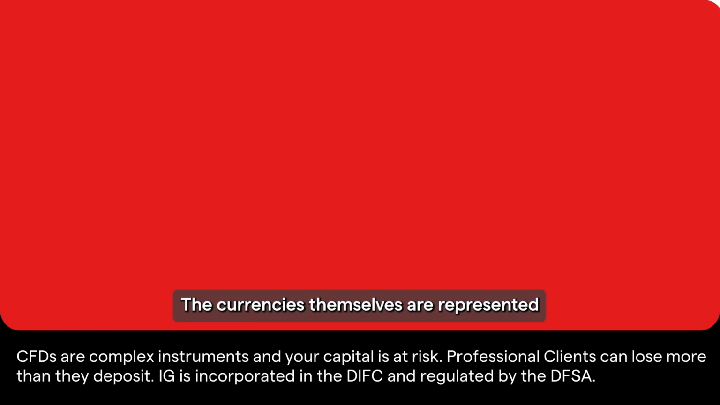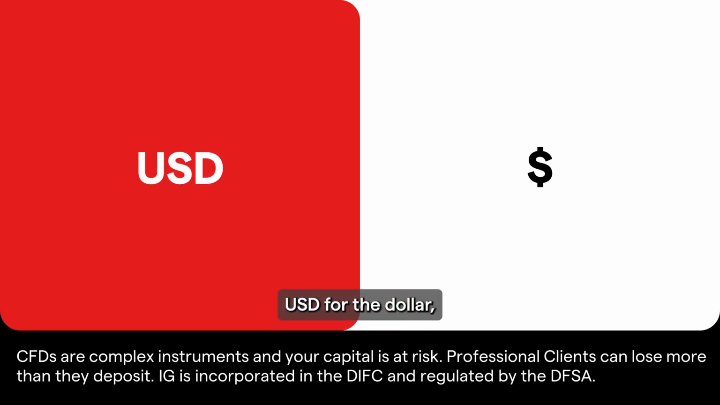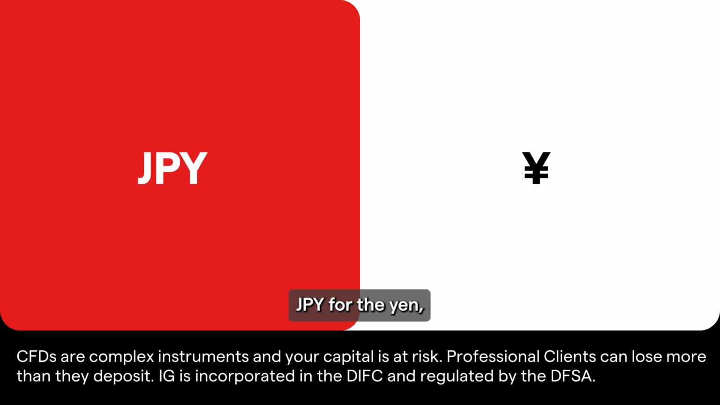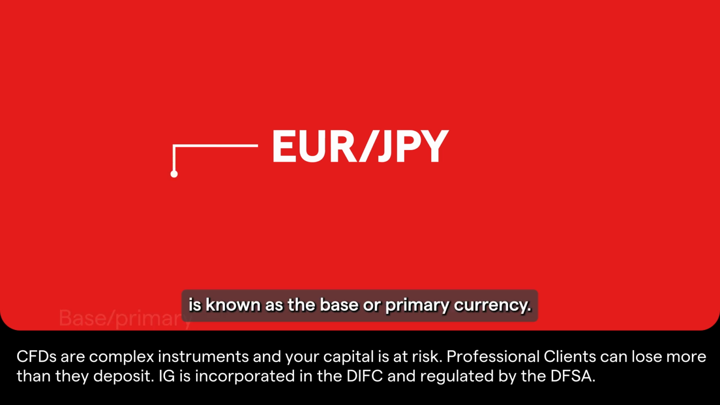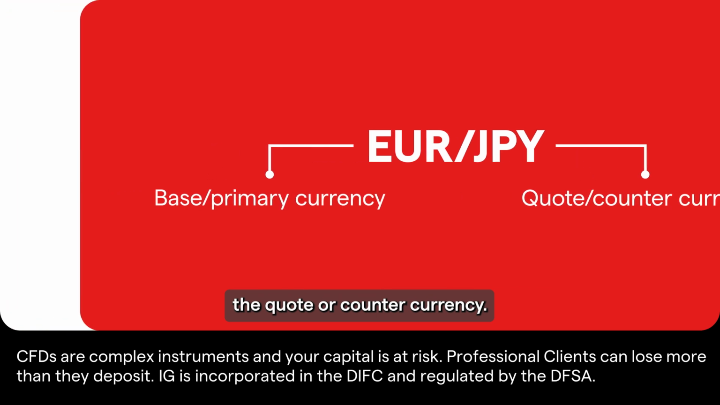The currencies themselves are represented by three-letter codes: USD for the dollar, EUR for the euro, JPY for the yen, and so on. The currency on the left is known as the base or primary currency. On the right, the quote or counter currency.